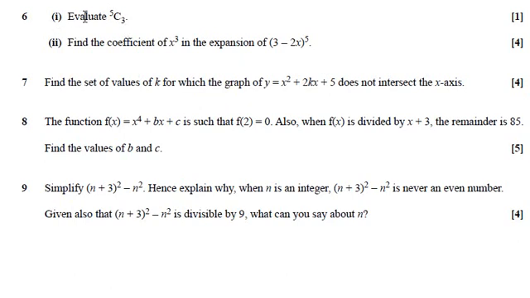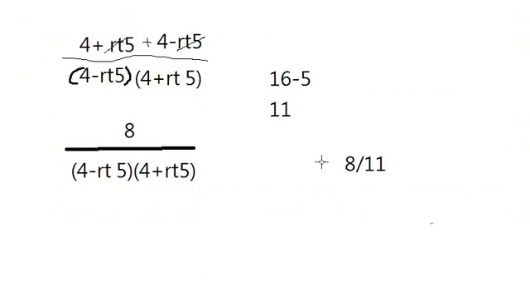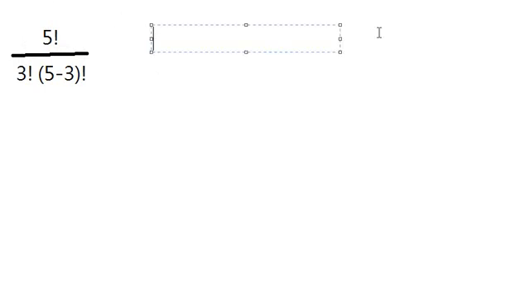Evaluate 5C3. Now this is a 5 choose 3 function, and if you did listen in class, I'm pretty sure you've been taught this. What you need to do in 5C3 is 5 factorial over 3 factorial times 5 minus 3 factorial, which is 2 factorial. So in this case, you might think, oh, this will be a terrible day because I have to multiply all those numbers, but not really.